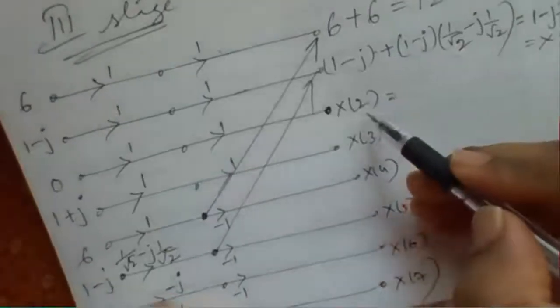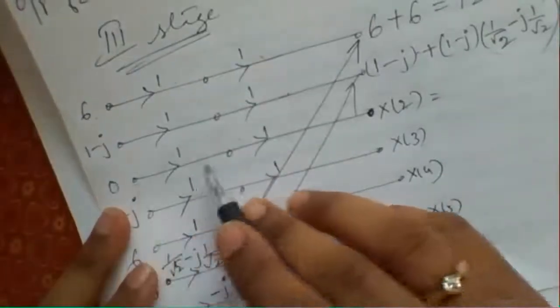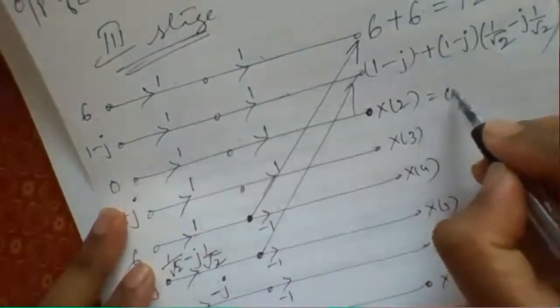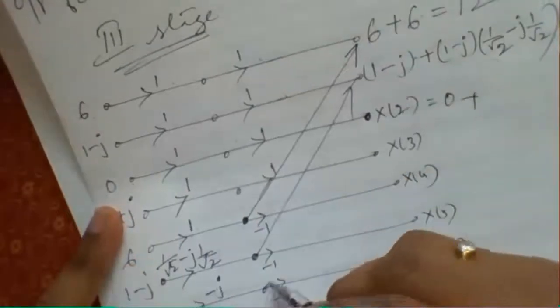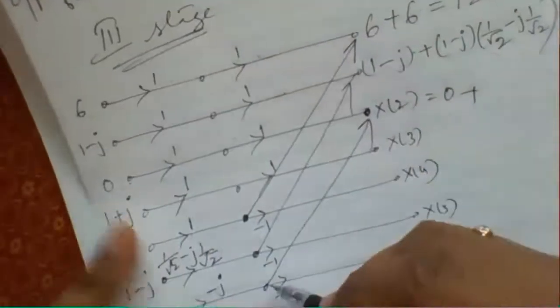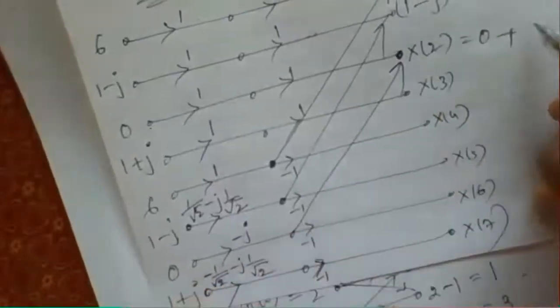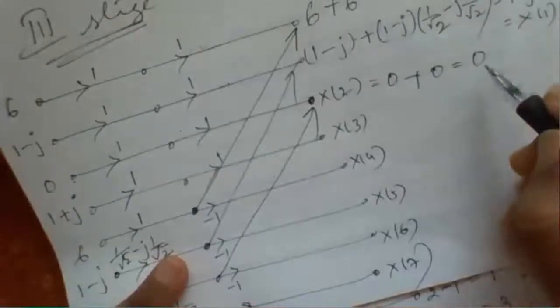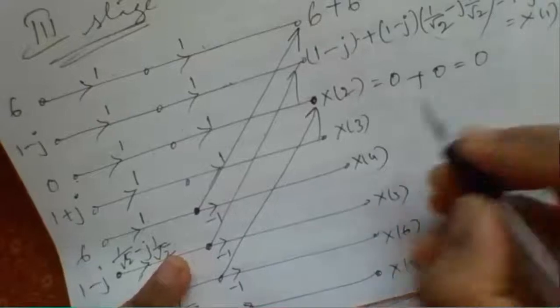For x of 2, one input is 0 into 1 into 1, so it is 0, plus. Next join the seventh one with the 0. There also we have 0 into minus j, again 0. Therefore the x of 2 sample is 0. Similarly, go for the x of 3 computation.